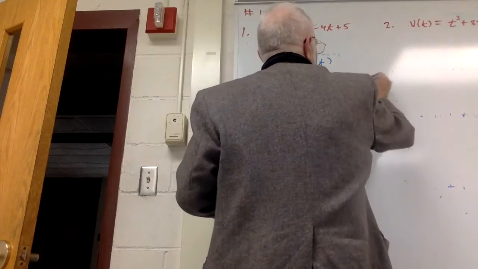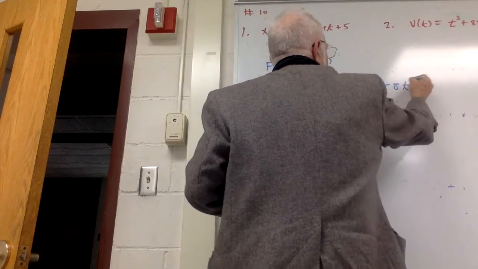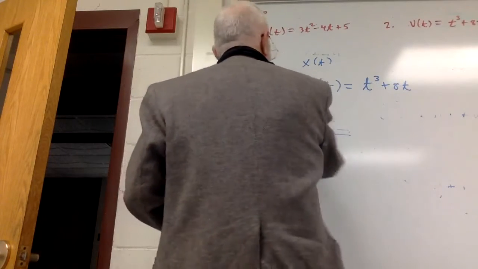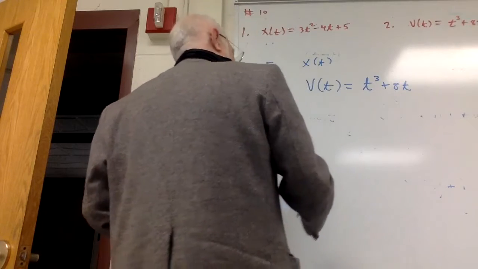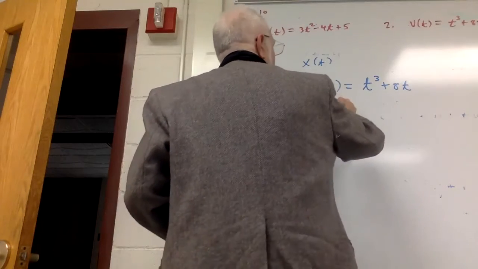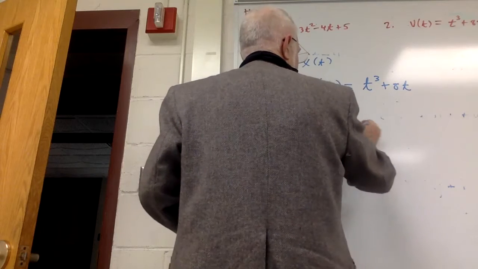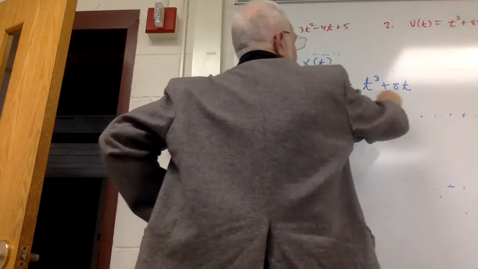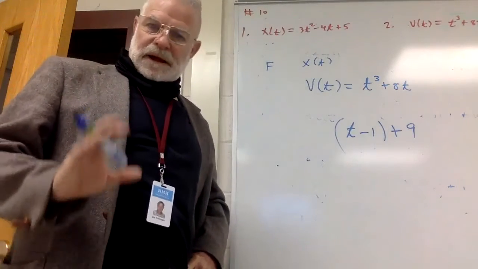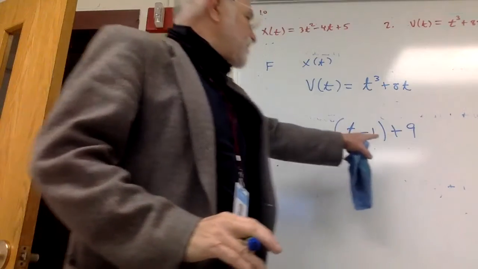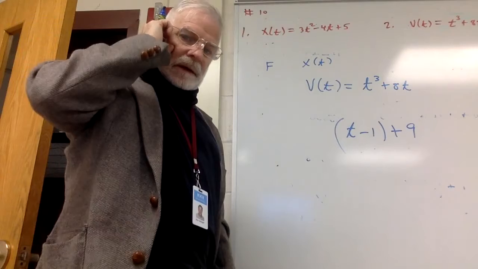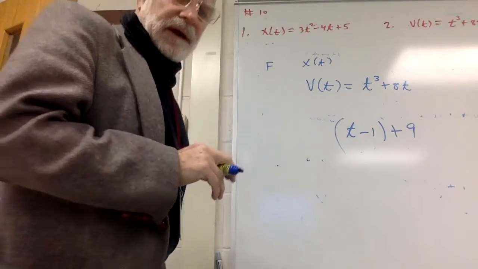V of t equals t cubed plus 8t. And I want the equation of the tangent line to velocity at t equals 1. So if t equals 1, I need to know what grandma's velocity is an hour from now. T equals 1, so I plug 1 in. 1 plus 8 is 9. So I know that an hour from now, she's traveling at 9 miles an hour. Hopefully she's coming out of a rest area, because she's definitely not traveling very fast.